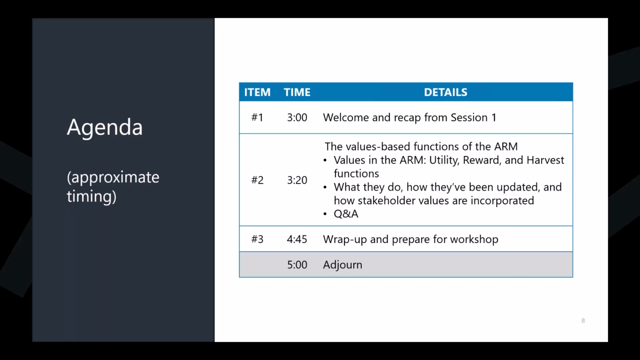So the details of today: really one main session that we'll go through. We'll hear some presentations that do a deeper dive than we did last time into the values-based functions of the ARM. We'll talk through the utility, reward, and harvest functions, especially how they've been updated over time and ultimately what they do in their current form, and then have a lot of time for Q&A, do a little bit of wrap up at the end, and prepare for that upcoming workshop. So that's the plan.